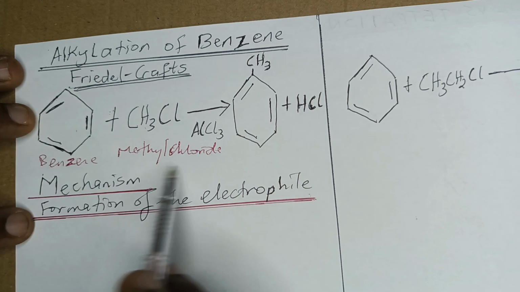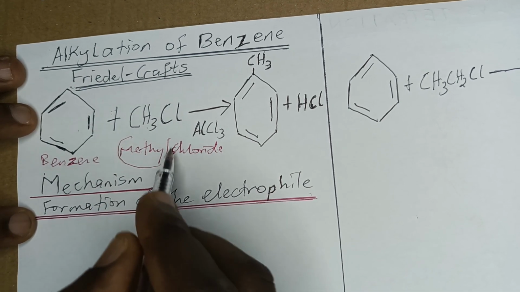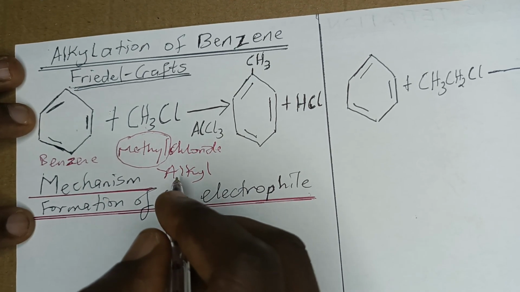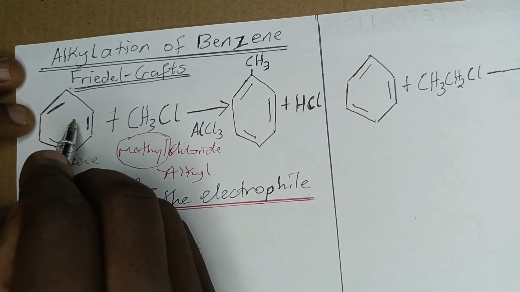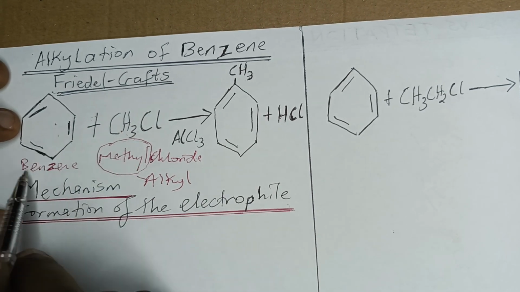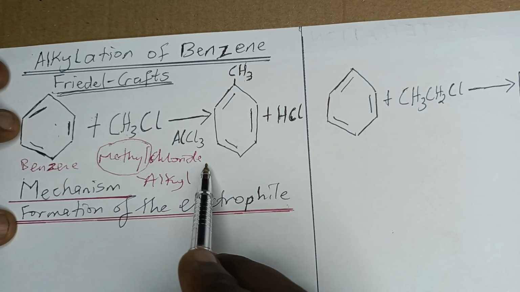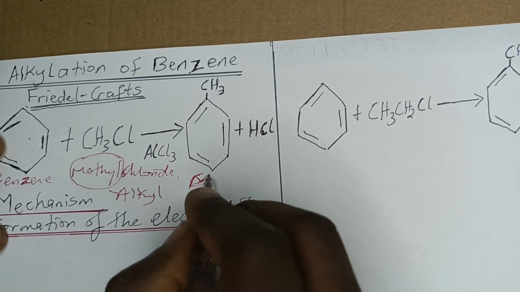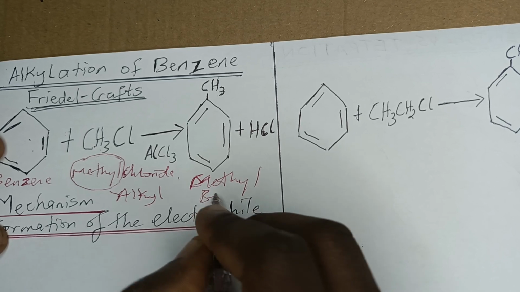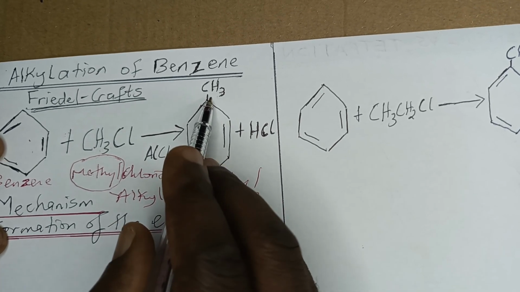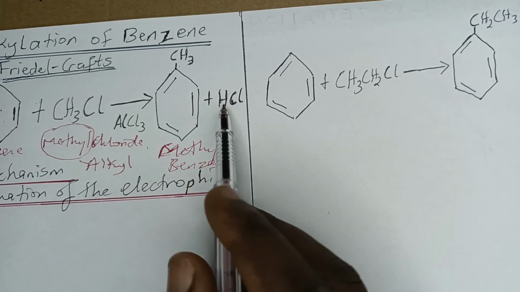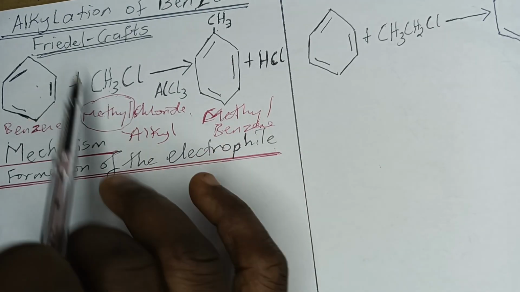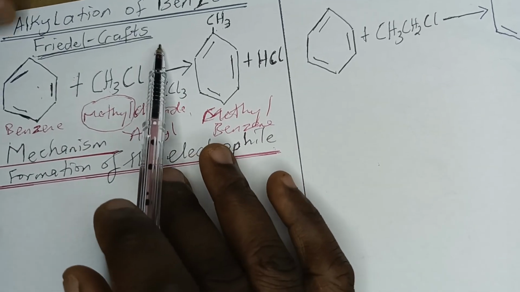Talking about alkylation, the alkyl here is the methyl. This is the alkyl. How can we deposit this on this to give us this? Because when benzene reacts with methyl chloride, it gives us methyl benzene, because methyl has been deposited on it. So methyl benzene, and subsequently HCl as a byproduct. So this is what we call Friedel-Crafts alkylation.